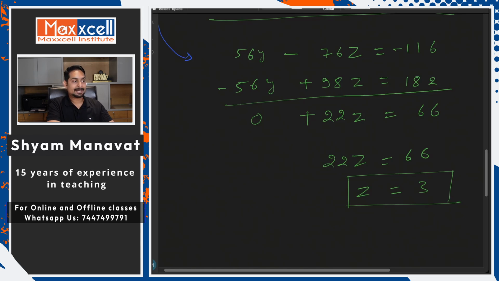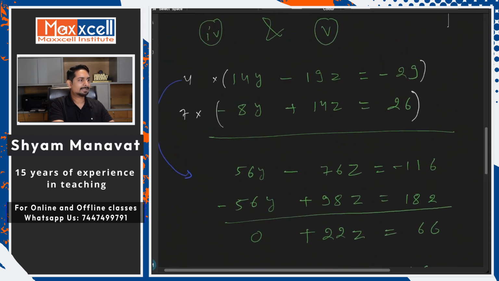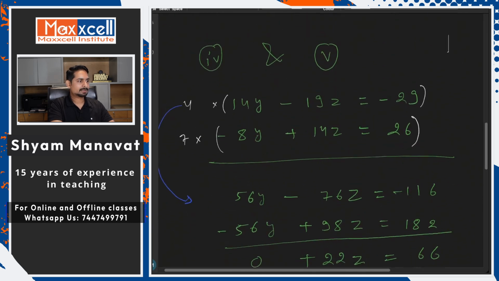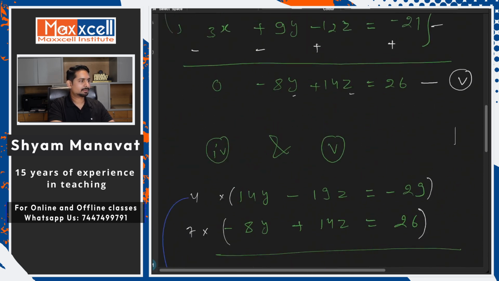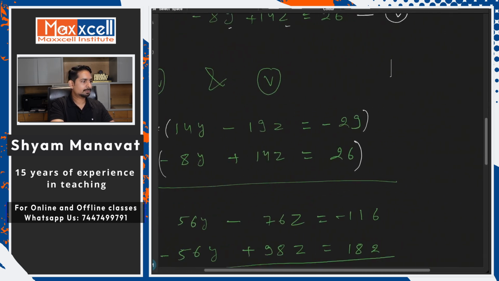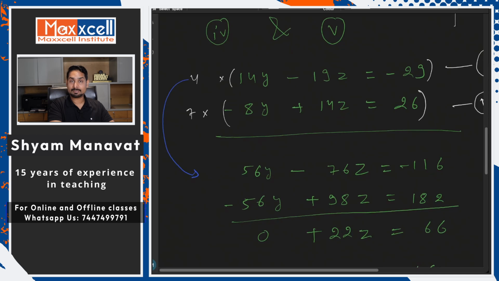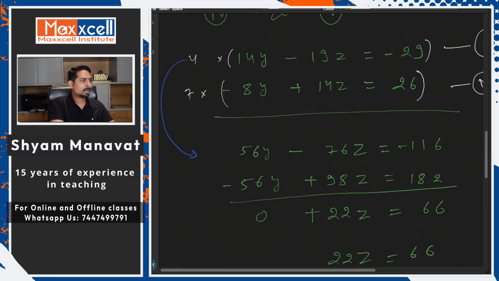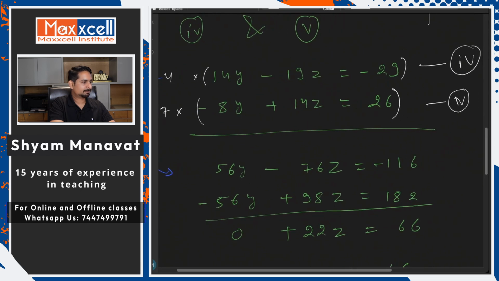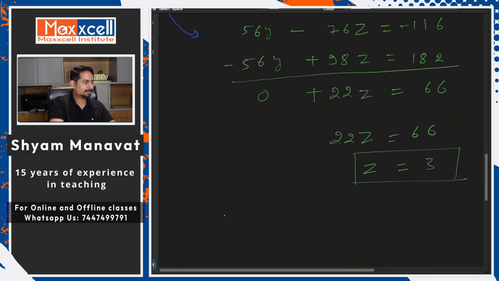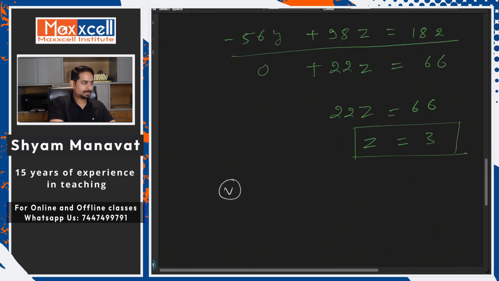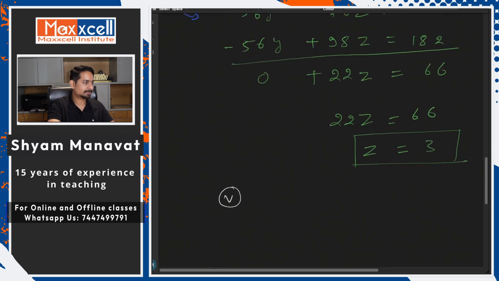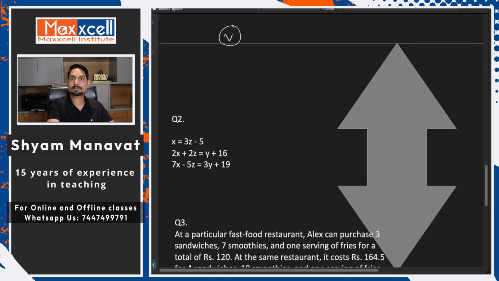So I can use this value of z to substitute in either equation number 4 or equation number 5, and get the value of y. Let's do this. Whichever is easy for you, 5 looks pretty easy for me. So let me use equation number 5 here, because we need to see the coefficient and the calculation should be less. There is no point in doing heavy calculation for no reason.